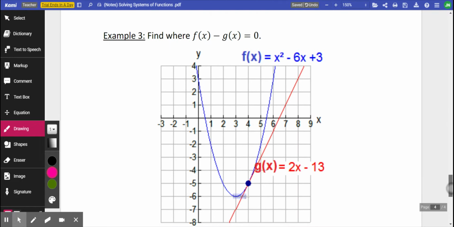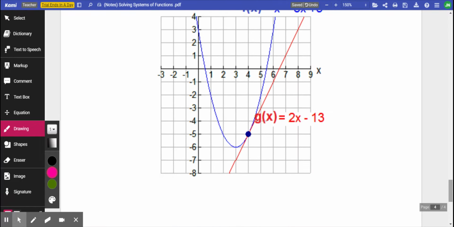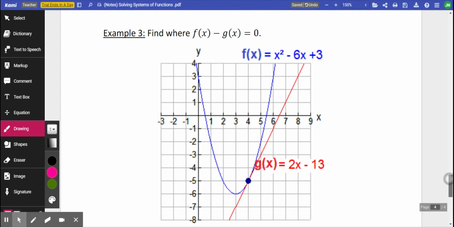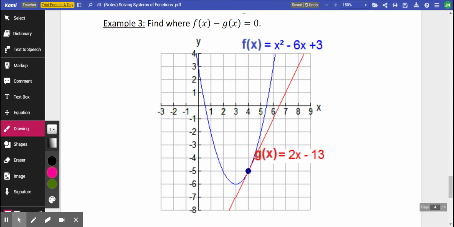Okay, last example. Let's say they give you something like this, same exact question, but different graphs. They are saying, find where f of x minus g of x is equal to 0. Once again, they're asking where these two functions are equal to each other, or where they intersect. By looking at the graph, as you can see, there's only one solution in this case because there's only one point of intersection. And that point of intersection is right there where they cross at that single point.